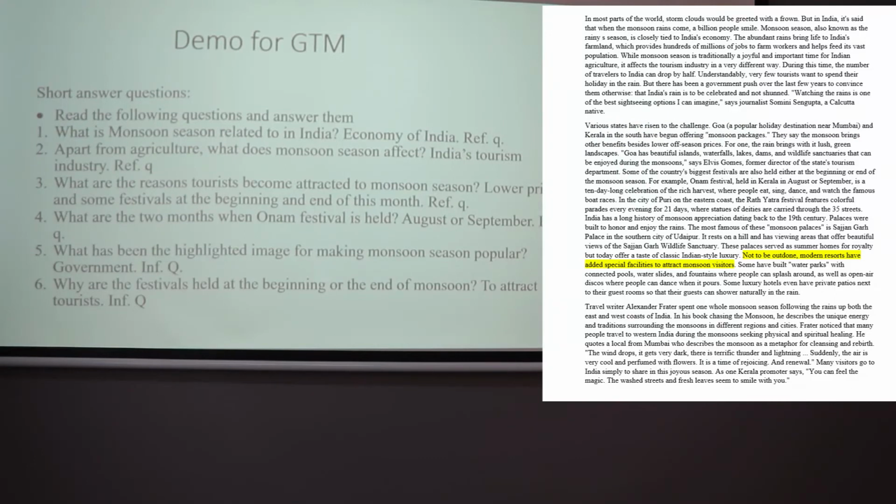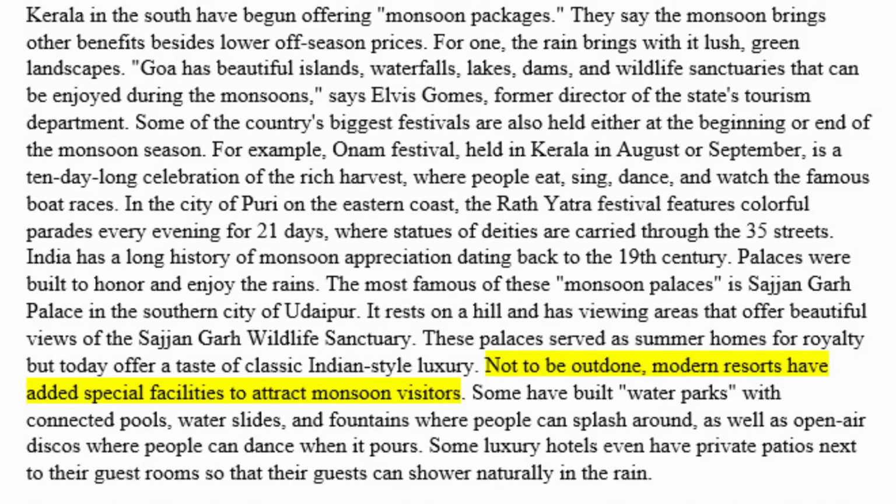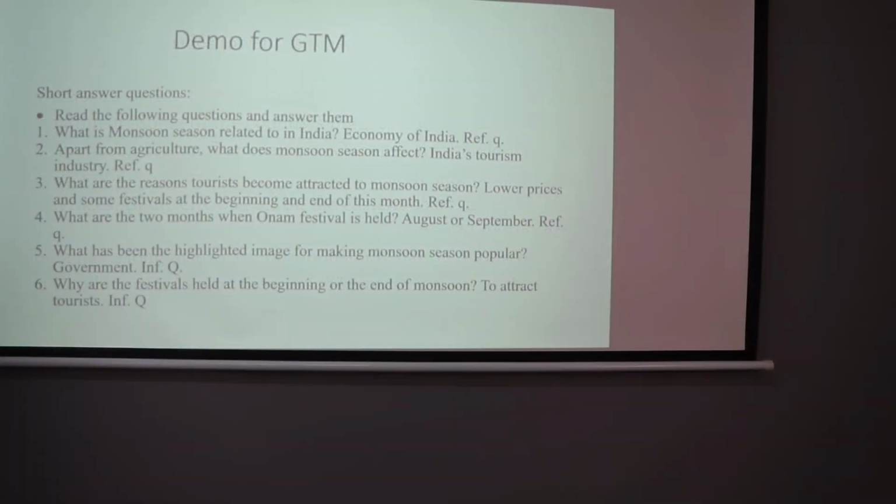Question number 6. Why are the festivals held at the beginning or the end of monsoon? To attract tourists is the answer. This is another inferential question because you cannot exactly and directly find it in the passage. You should implicitly and inferentially understand it regarding the context and the content of the passage.